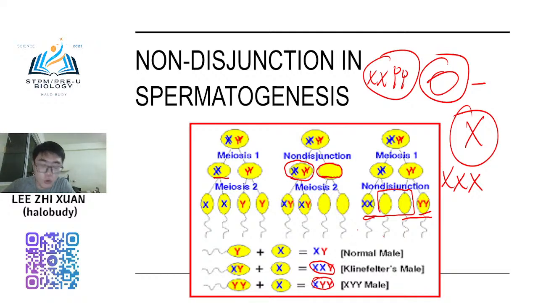So also cannot form the normal punya lah. So in conclusion, if either your father or mother has non-disjunction occur, then memanglah the children will not have any normal punya. Memang ada disease punya. Okay.